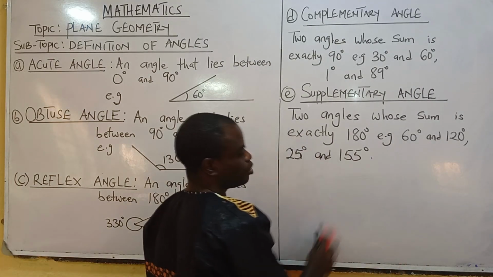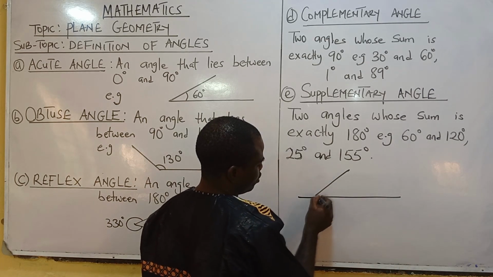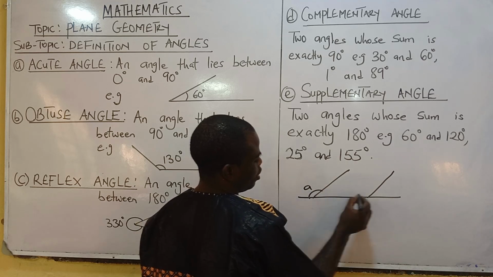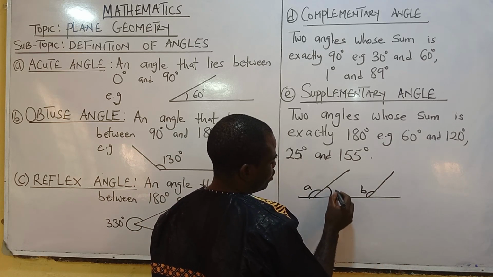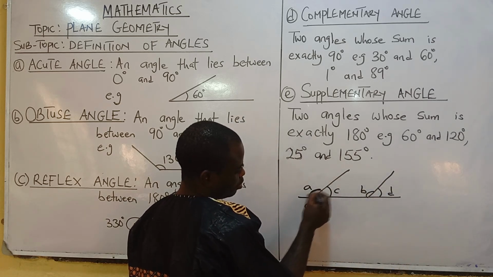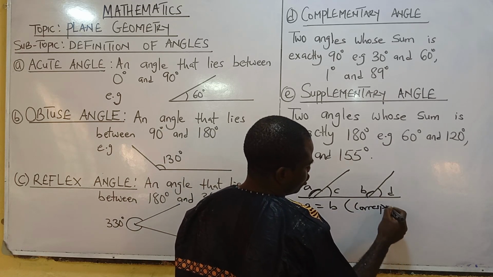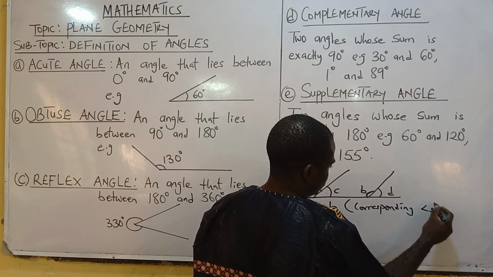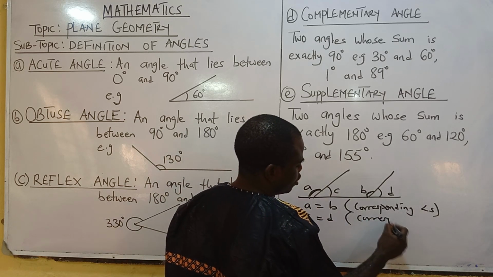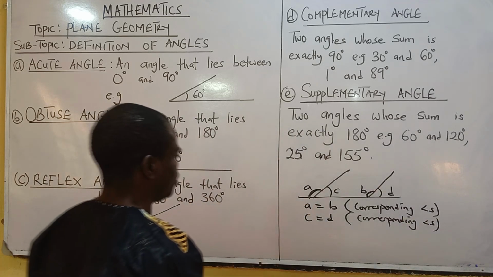Okay, now let's go to another one, that's corresponding angles. We have a line like this, a line like this. This is A, that's B, this is C, and this is D. A equals B, see that this angle looks similar to this. A equals B, that's corresponding angles. They are corresponding angles. And C equals D, likewise corresponding angles.